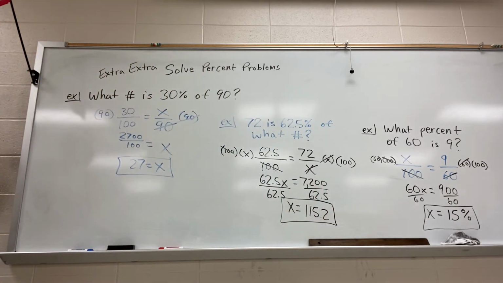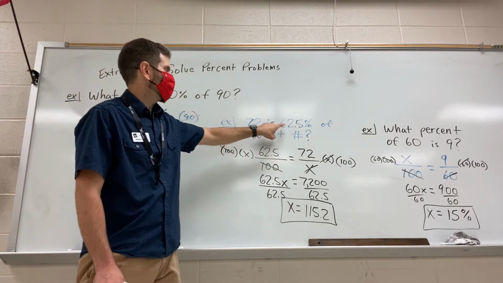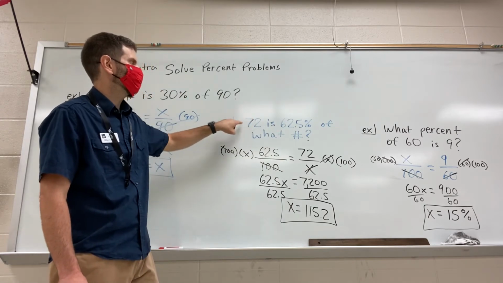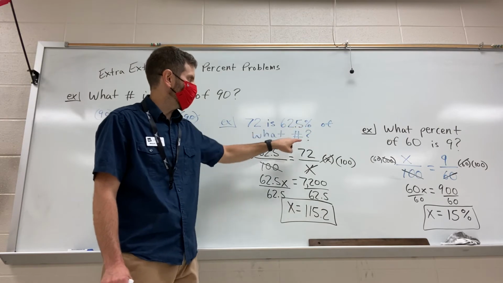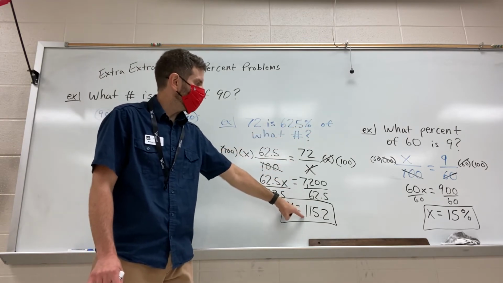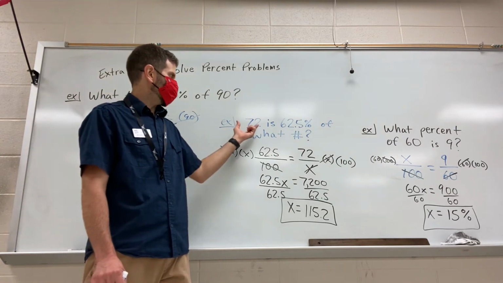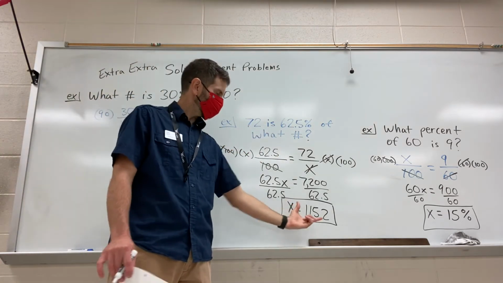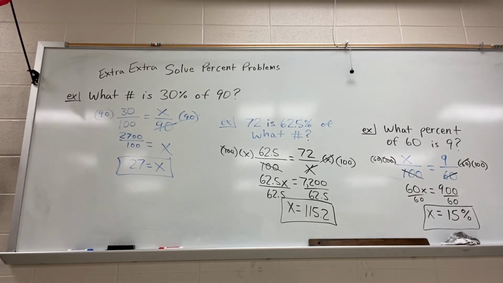Let's take a look. I think this kind of makes sense when we read back through. It says 72 is 62.5%. So 72 is part of some whole amount. So 72 is 62.5% of 115.2. I think that answer makes sense because 72 is a part of this whole amount. I think it makes sense that the 115.2 is bigger.